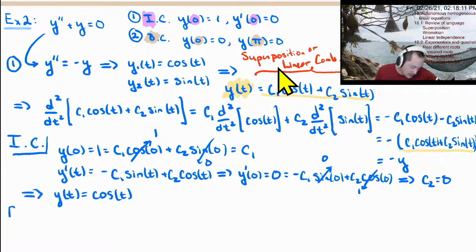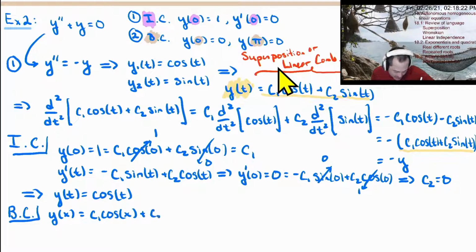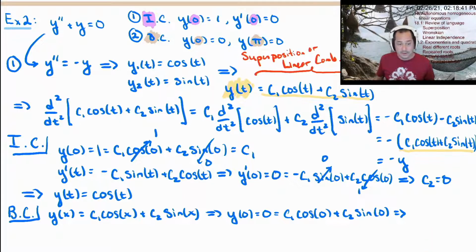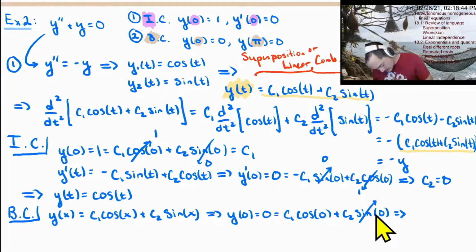So to drive that home in this boundary condition part, what I'll do is I'll say y of x is equal to c1 cos x plus c2 sine x. And then if I tell you that y of 0 is equal to 0, that says c1 cos 0 plus c2 sine 0. Well, sine of 0 is 0. Cos of 0 is 1. So what have I found out? I found out that c1 is 0.